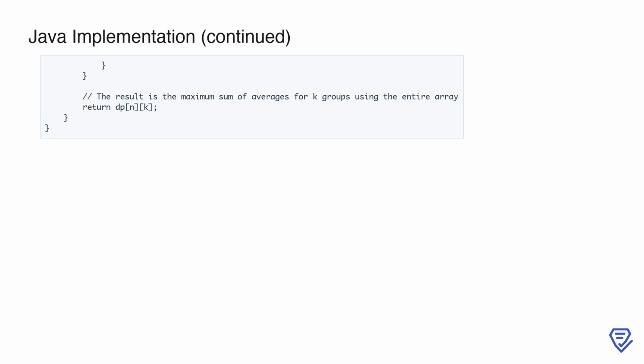Once the dp table is fully populated, we return dp[n][k] as our result. This value represents the maximum sum of averages achievable by dividing the entire array into k groups. The dynamic programming approach ensures efficiency, as repetitive calculations are avoided by reusing previously computed results.